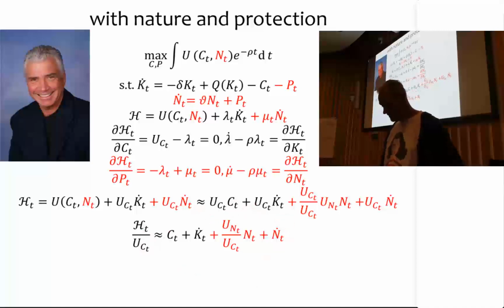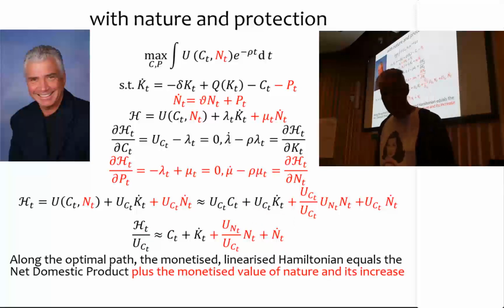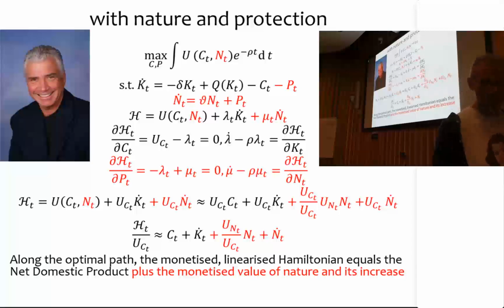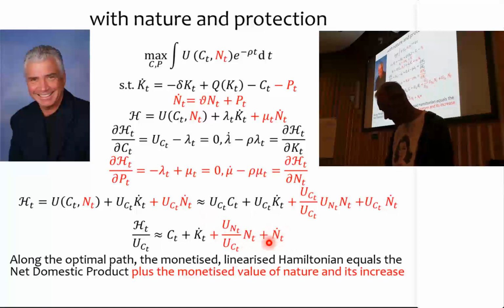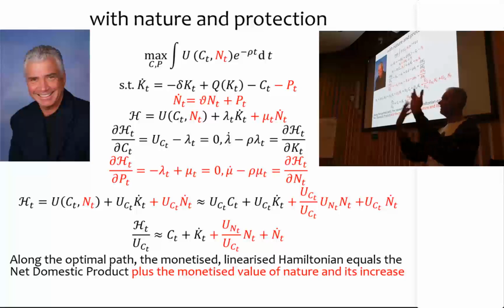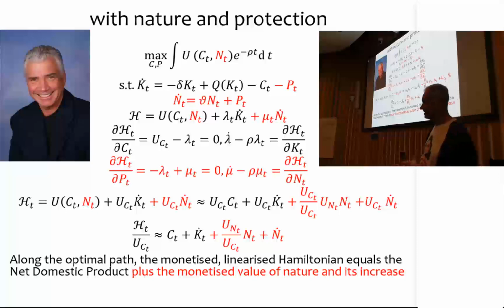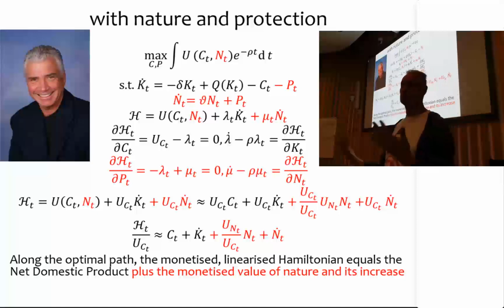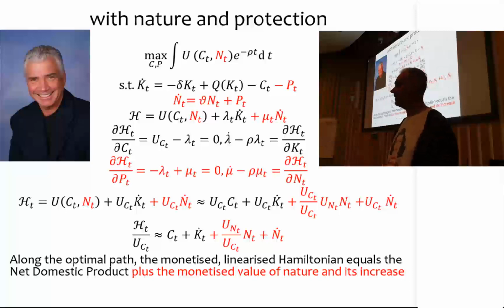And this is the environmental domestic product along the optimal path, the monetized linearized Hamiltonian equals the net domestic product plus the monetized value of nature, this expression here, and its increase. And that is exactly what I did intuitively before, that we should just add all those things that nature gives us, all the nice things that the environment gives us, and we should subtract how much the stock of good things out there has changed.